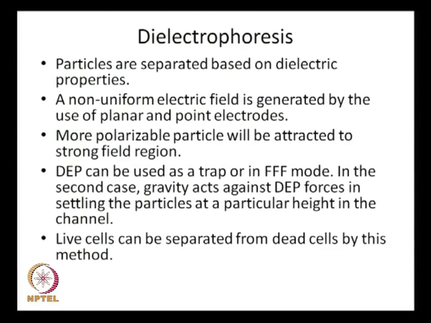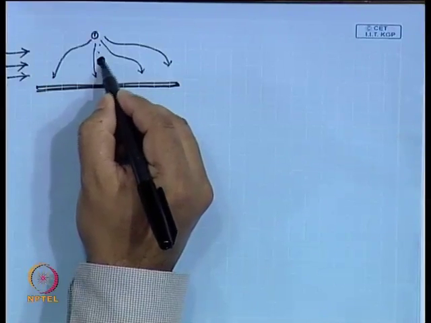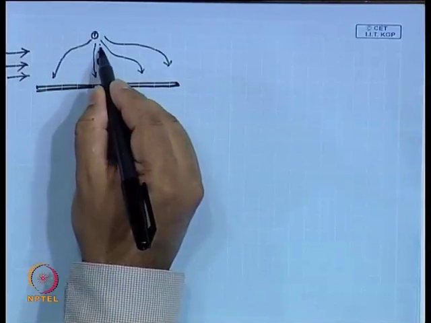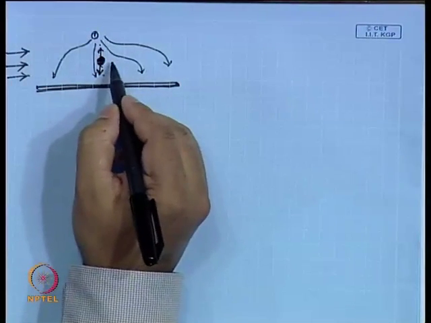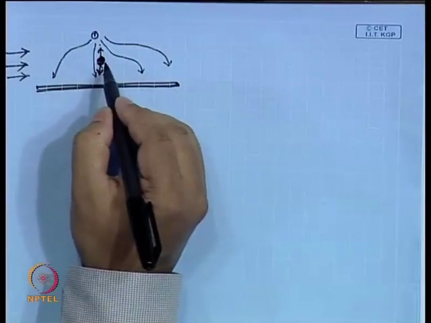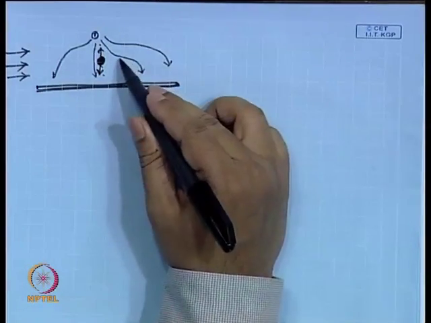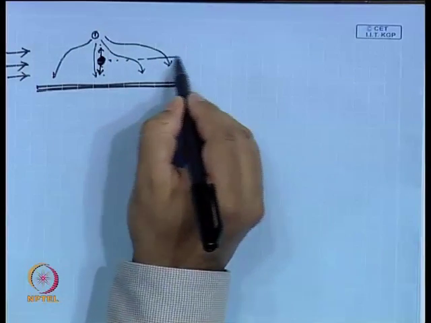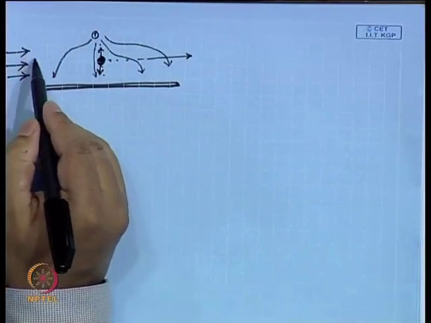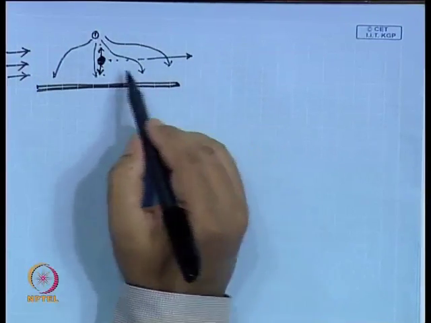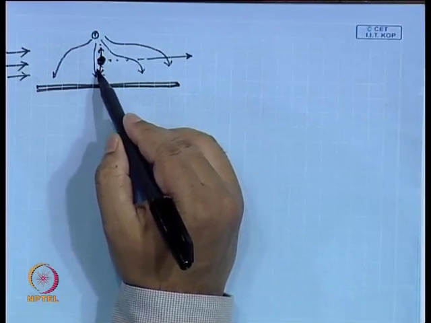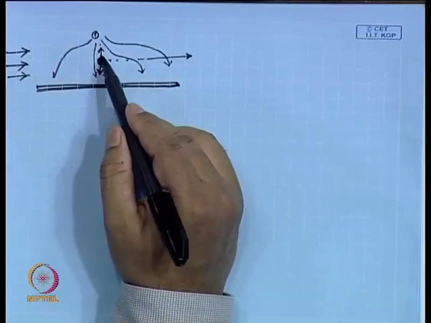In the second case, in the case with field flow fractionation mode, if this is the particle, there would be a DEP force and then there would be a gravity force acting. So, there would be a balance between them, and wherever this balance is satisfied, the particle will be settling at that layer. And so, when you have this elution taking place, whenever this layer is eluting, which is governed by the parabolic velocity profile, that will come at the outlet. So, here it would be a balance between the gravity force and the DEP force.